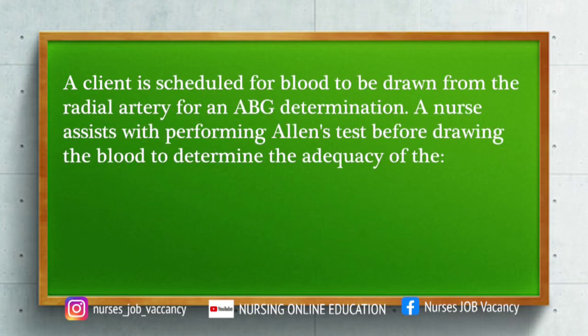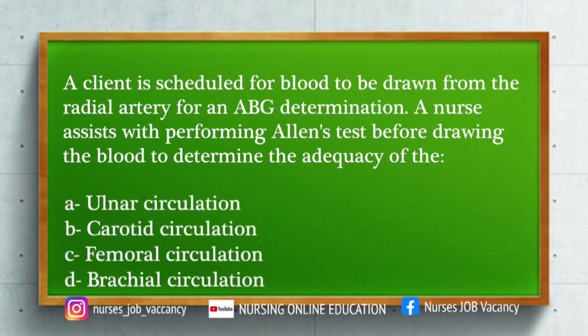Next question. A client is scheduled for blood to be drawn from the radial artery for an ABG determination. A nurse assists with performing Allen's test before drawing the blood to determine the adequacy of the: A. Ulnar circulation. B. Carotid circulation. C. Femoral circulation. D. Brachial circulation. A. Ulnar circulation.